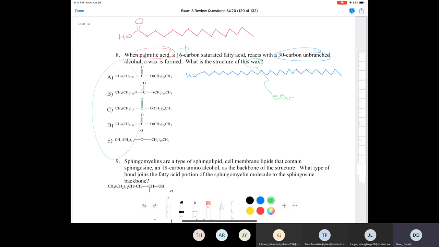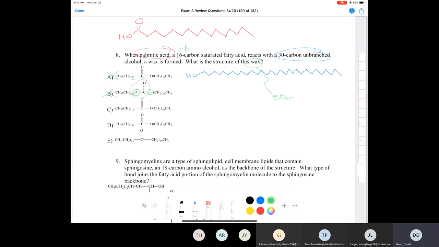So it's just a matter of looking at each one of these and seeing which one is an ester and which one has 30 carbons on the right and which one has 16 carbons on the left. Okay, so if I look at A, I have 1 plus 15 plus 1, that's 17 carbons on the left. That can't be right. If I look at B, I see my ester is in the wrong position. The oxygen should be over here. So B cannot be the correct answer.